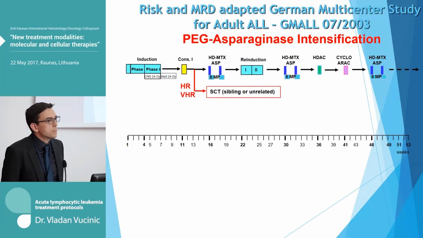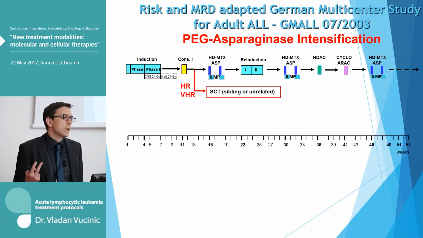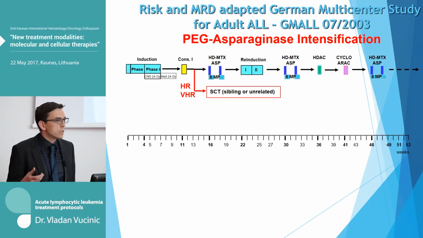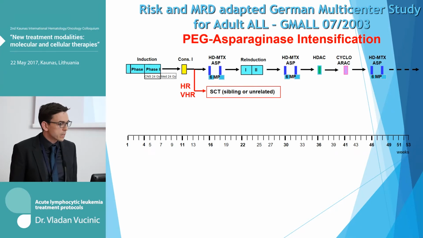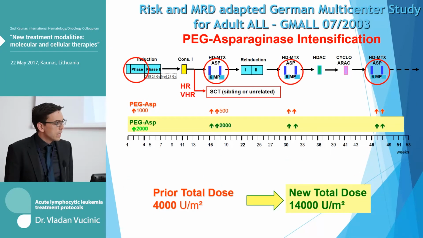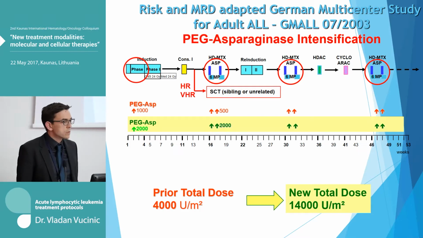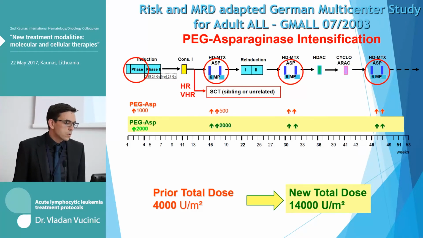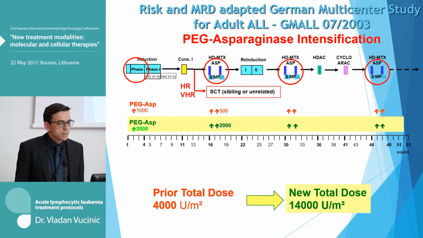The guidelines for treatment of ALL patients in Germany have two different methods compared to the American guidelines, for example, and one is intensification of PEG-asparaginase. In the last protocol, the total dose of PEG-asparaginase was 4,000 units per square meter, and in the protocol 07/2003, it is a total dose of 14,000 units per square meter.